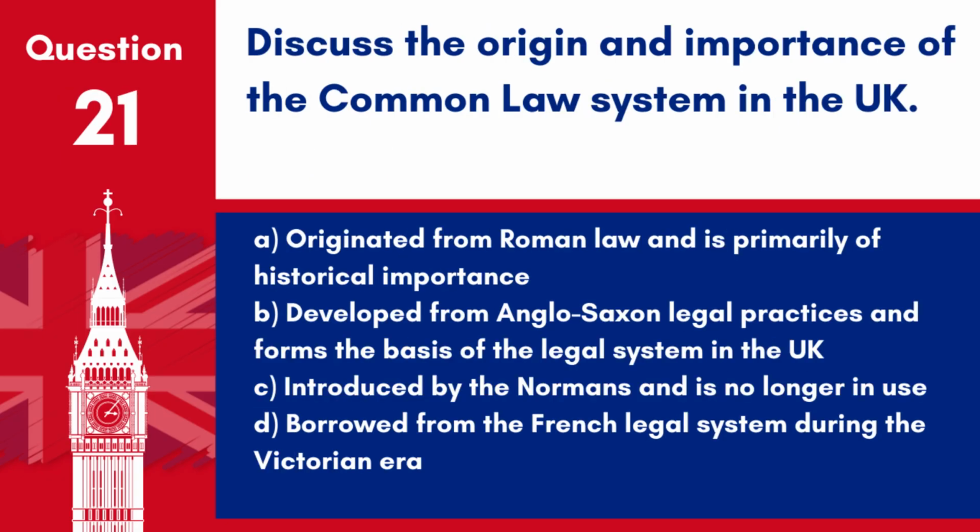Question 21. Discuss the origin and importance of the common law system in the UK. A. Originated from Roman law and is primarily of historical importance. B. Developed from Anglo-Saxon legal practices and forms the basis of the legal system in the UK. C. Introduced by the Normans and is no longer in use. D. Borrowed from the French legal system during the Victorian era.